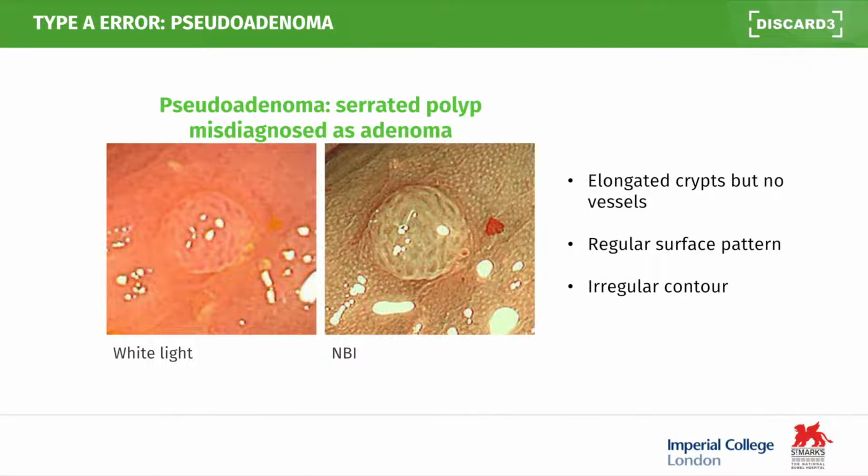Whereas in the pseudoadenoma, the crypt openings appear dark and are surrounded by white intercryptal structures. Any other reasons why we make a mistake thinking something is an adenoma when it's actually serrated?